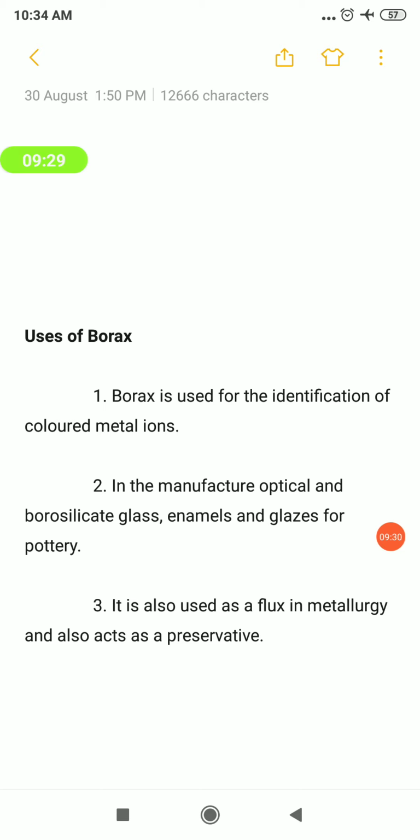And the third one, it is also used as a flux in metallurgy. Also it acts as a preservative. Okay? Flux you have studied in the first lesson itself. This borax can be used as a flux. And next one, it also acts as a preservative, mainly used in pottery.